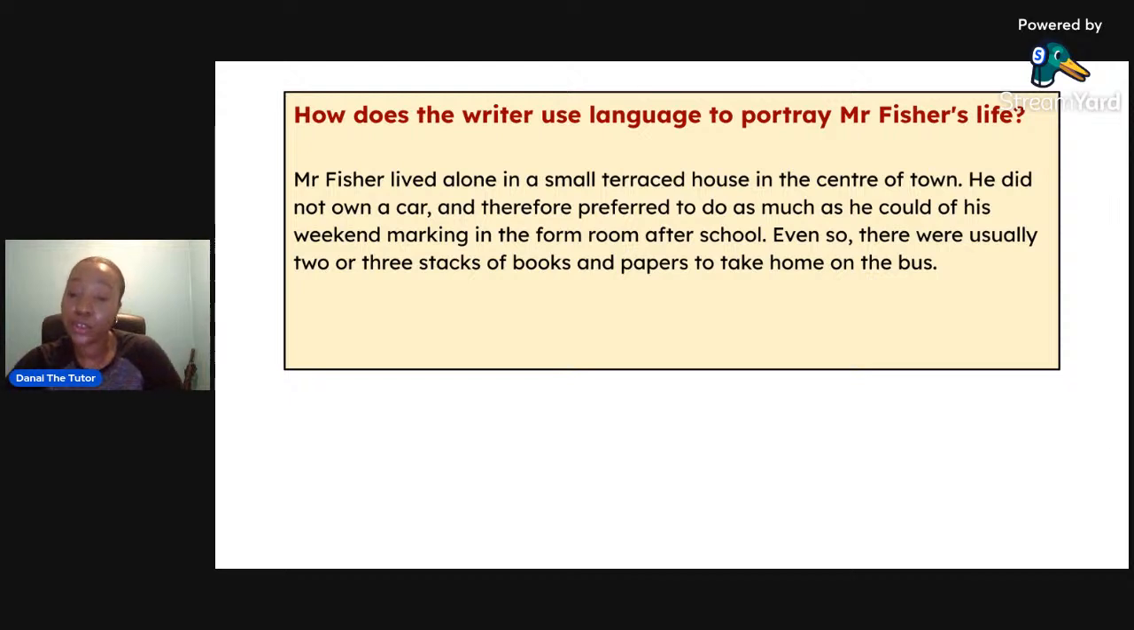Small terraced house, good, thank you. Any more?